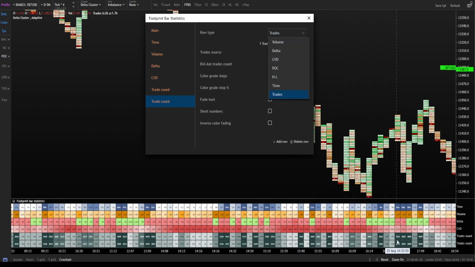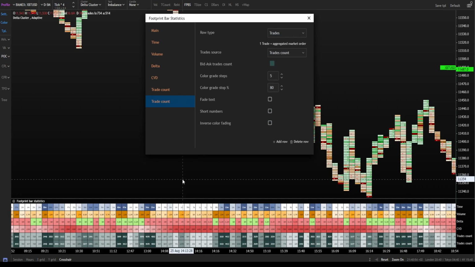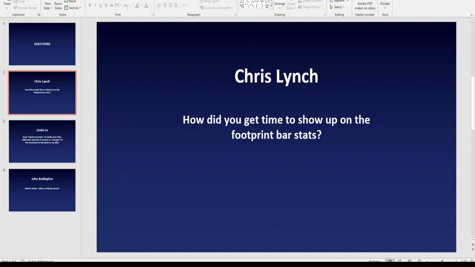So if you want, you can literally have footprint bar statistics that is literally taking up all of your screens. I personally like to only keep on the essential ones, but that is something that's extremely personal, 100% dependent on personal taste.